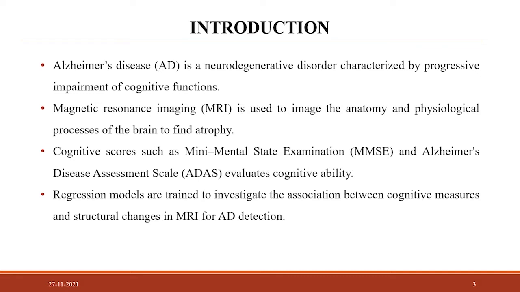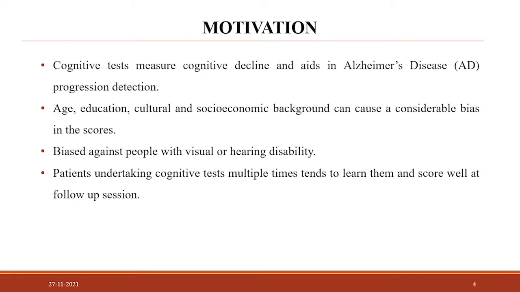Studies have found that there is a high correlation between cognitive measures and structural changes in MRI. So regression models can be trained to find the association between cognitive measure and the structural changes in MRI for AD detection. The motivation of this work is that early detection of the disease helps to start the treatment plan in the early stage itself and improve the quality of life of the patient. The cognitive score measures the cognitive decline and helps in AD progression detection.